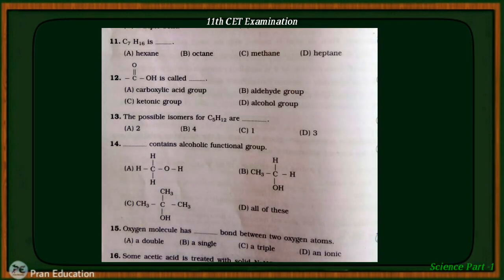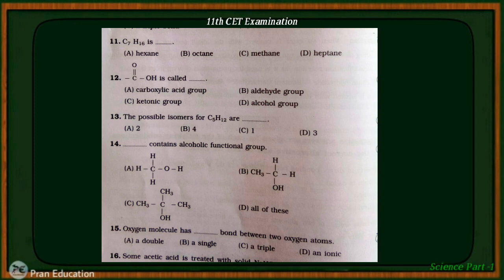Eleventh, C7H16 is dash. Options: A. Hexane, B. Octane, C. Methane, D. Heptane. The correct option is option D, heptane. Twelfth, COOH is called dash. Options: A. Carbonic acid group, B. Aldehyde group, C. Ketonic group, and D. Alcohol group. The correct option is option A, carboxylic acid group.